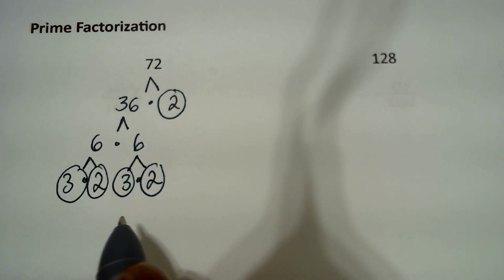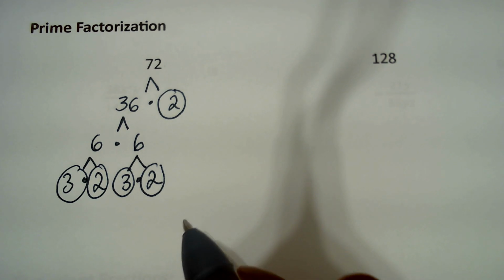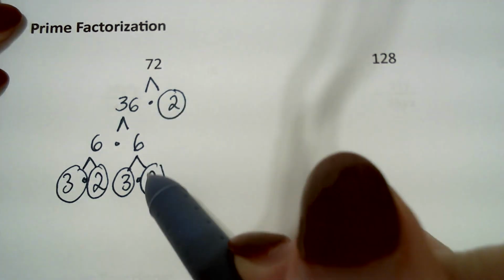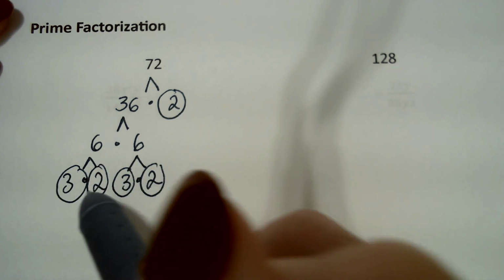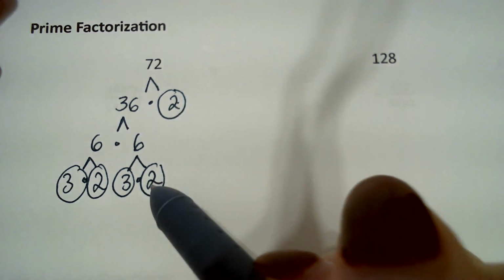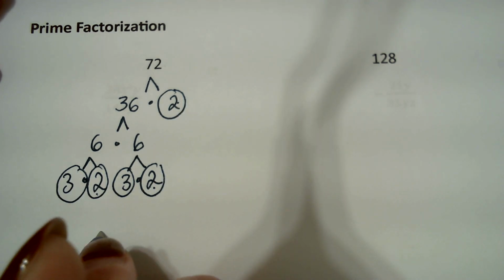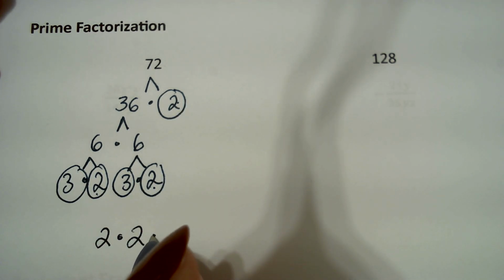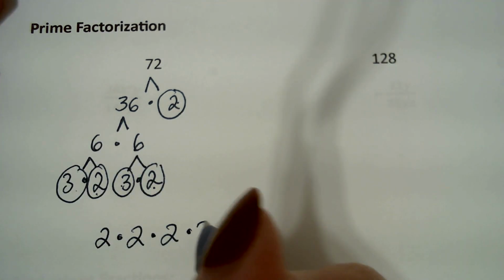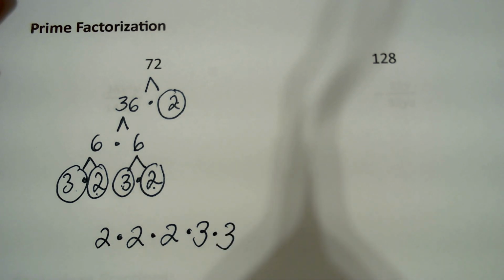First we're going to do expanded form, and the trick for expanded form is to count carefully. Especially when we have a lot of factors, it can get a little messy. So I want to count carefully. I have 1, 2, 3 2's. So that's 2 times 2 times 2. And I have 1, 2 3's. So that's 3 times 3.